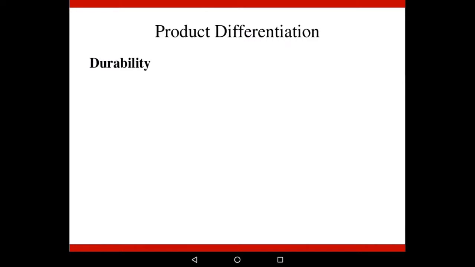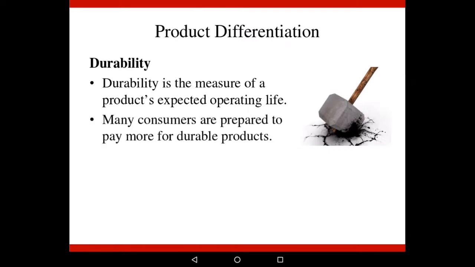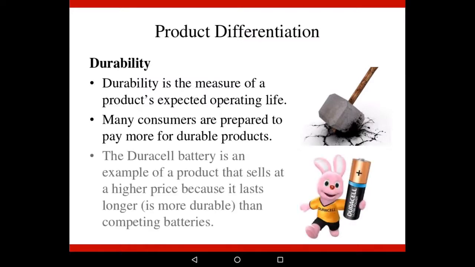Then we have durability. So durability is the measure of a product's expected operating life. Many consumers are prepared to pay more for durable products. The Duracell battery is an example of a product that sells at a higher price because it lasts longer, it's more durable than competing batteries.